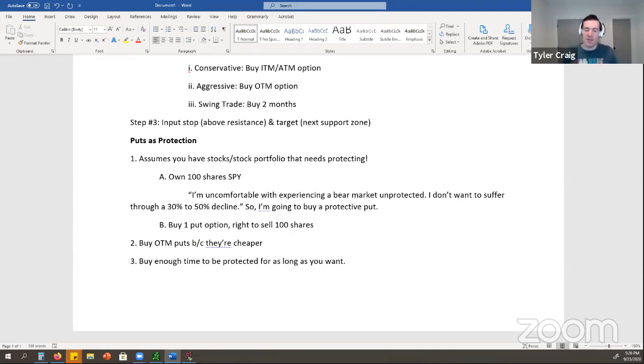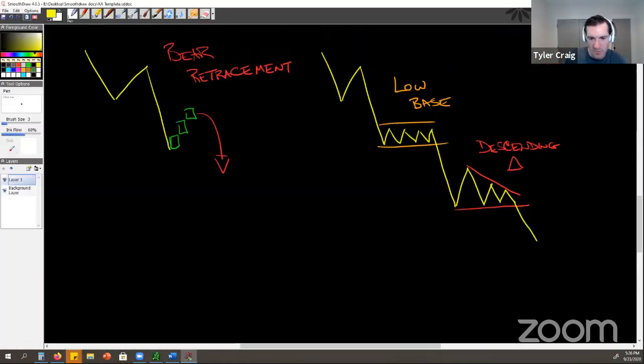So you have to think about why am I buying this insurance? For how long do I want to be protected? If it's to protect forever, then I'd be buying long-term insurance. So buy enough time to be protected for as long as you want. So let's see what impact this has on a risk graph. Okay, I'm going to draw a picture here.